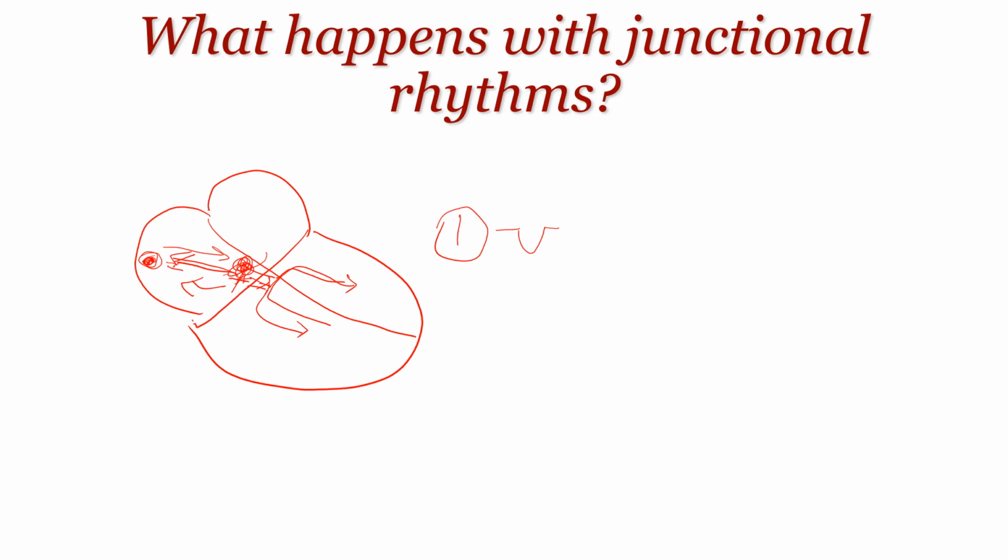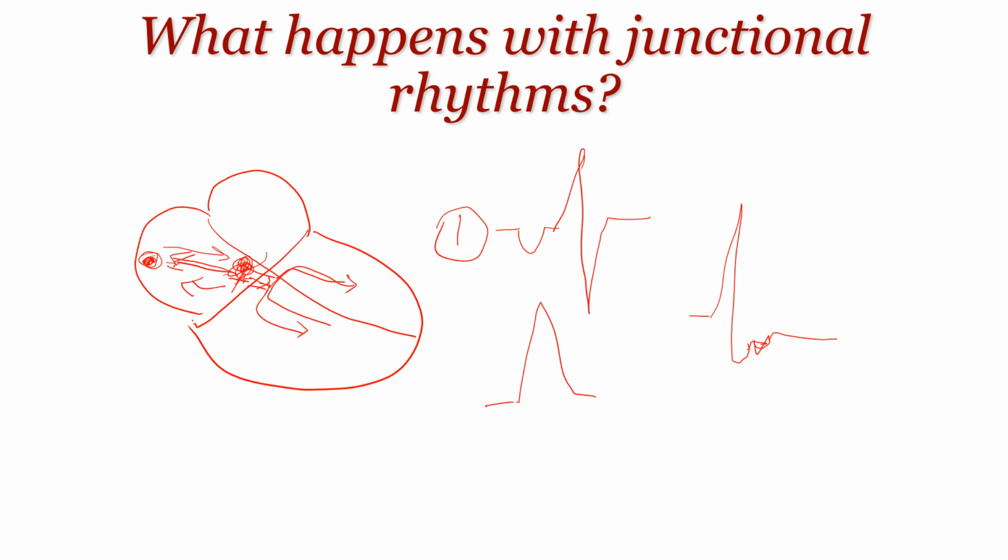And the second difference is that the PR interval will be either very short, like in here, or it will be hidden within the complex if the stimulation to the atria happened at the same time as the ventricle, or it will be just after the complex. And again, it will be an inverted P wave after the complex. So these are the two differences.